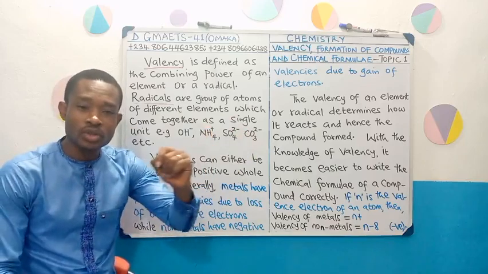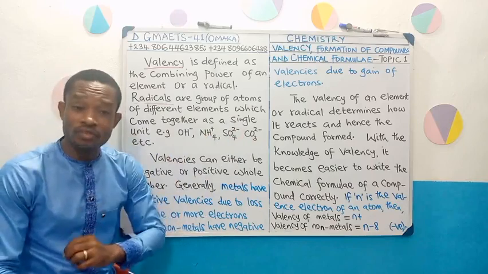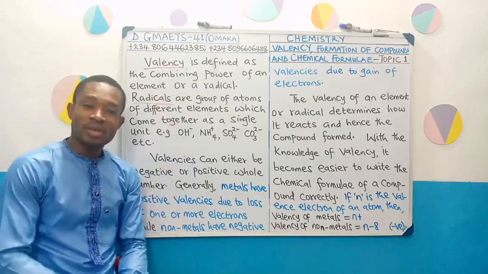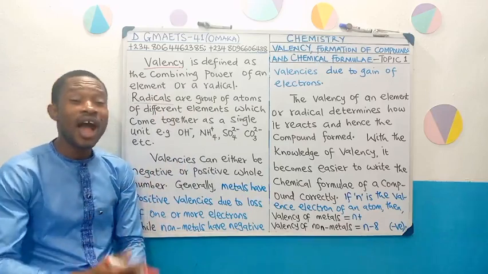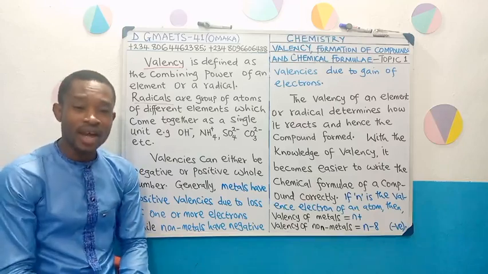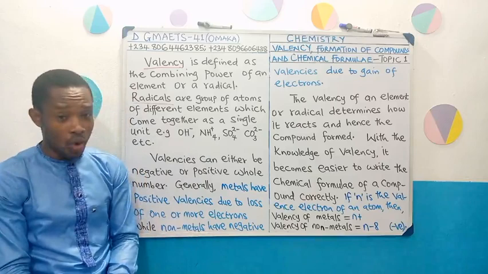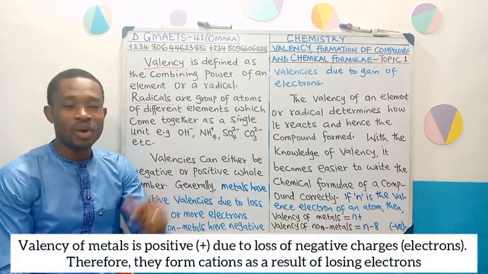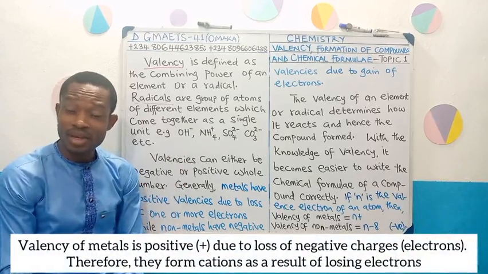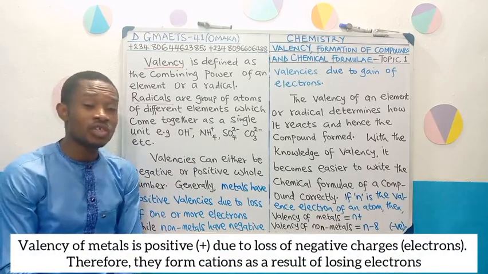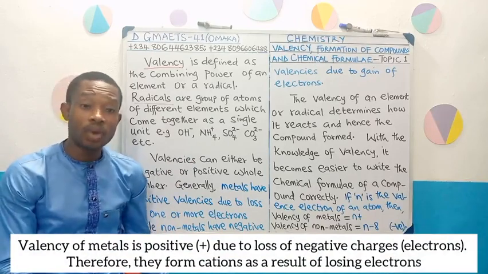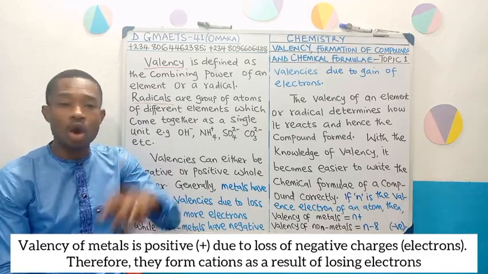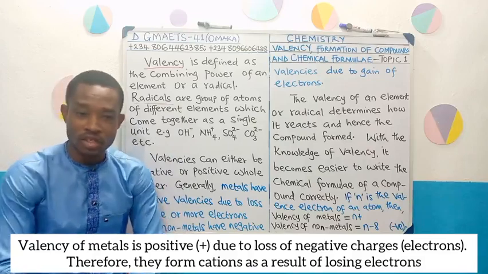If an atom during chemical combination or reaction gives out electrons, which is what happens in the case of metals, then the protons, which are positively charged, will now become more than the electrons. So metals, when they react, will have more positive charges than negative charges. Therefore, their valency is usually positive, and that leads to what we call cations. So take note of that. The valency of metals is positive because during reaction they lose electrons, so they will have more protons, which are the positive charges of an atom.